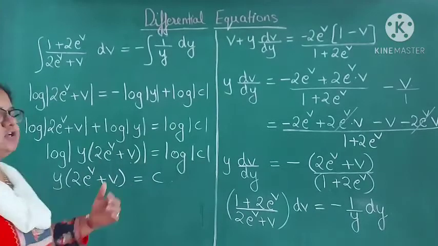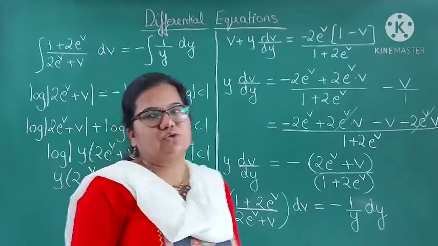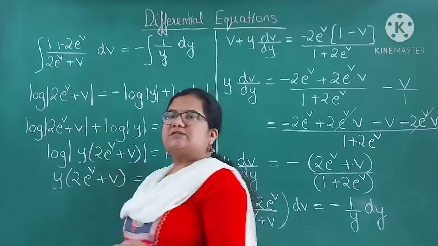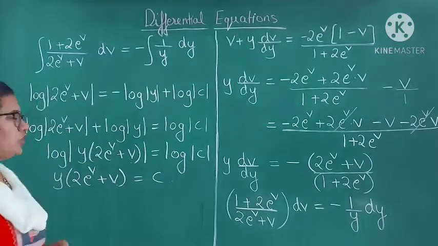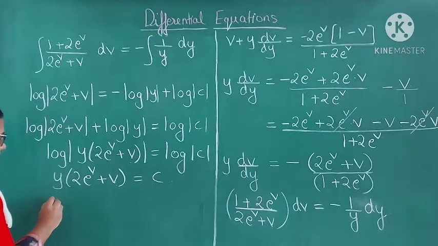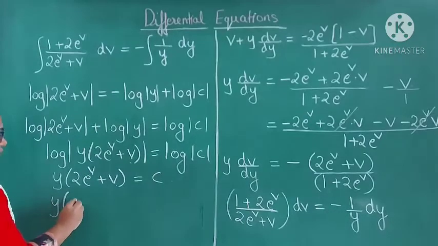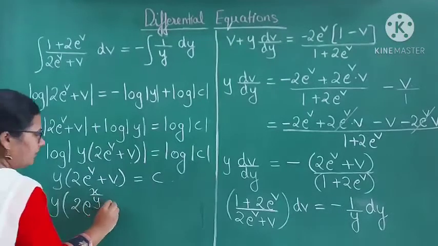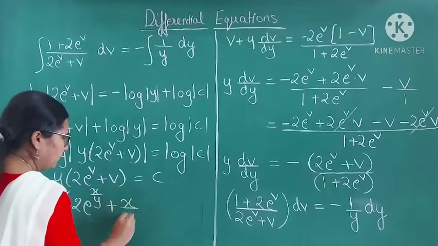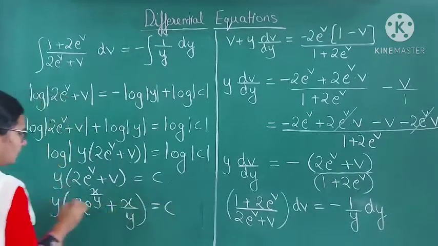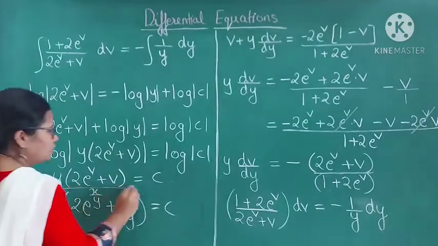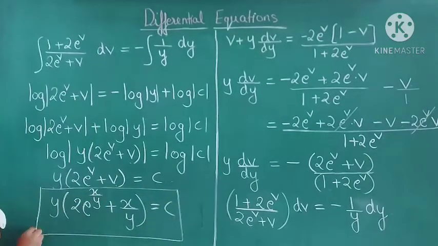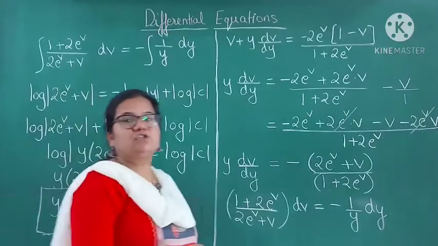Now this is actually your answer, but you have to resubstitute the value of v. What is v equal to? It is x upon y. So your final answer will be y into 2 e raised to x upon y plus x upon y is equal to c. So this is your solution for the given homogeneous differential equation. Now let us see the next example.